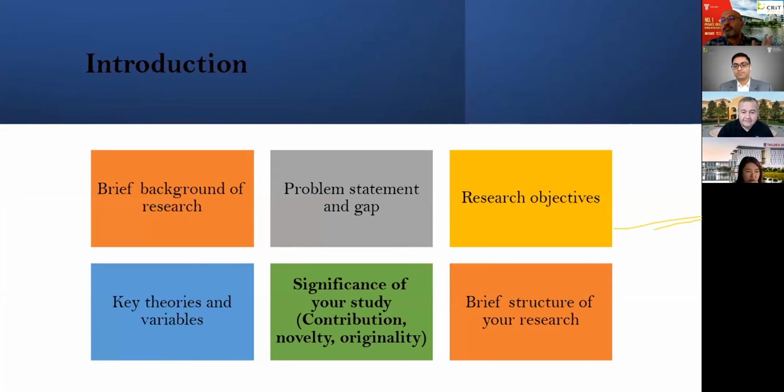Another part is the brief structure of your research. You can have this part, or you can see different papers. Some papers provide a brief structure of the paper, but in many papers maybe you cannot see this part. So this is not the critical part of your introduction; the critical parts are the problem statement, objective, and significance of your work.